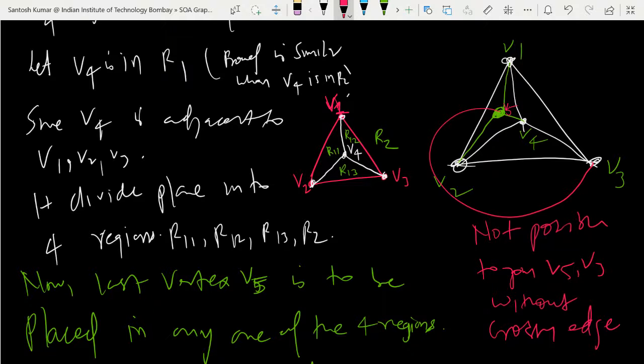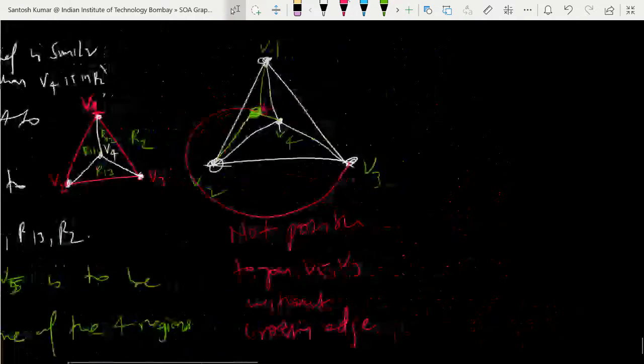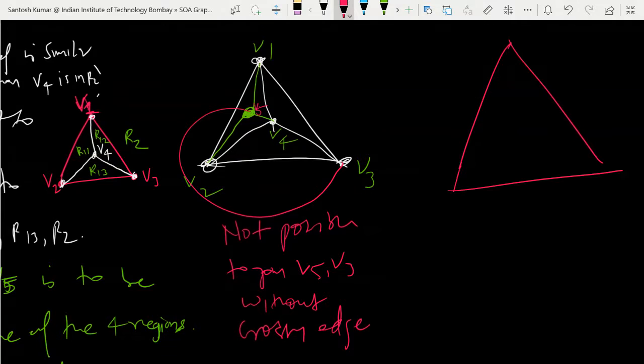A similar case will happen in the other cases also. If you want, we can try it. If you do this in the proof, you can write all this. Okay, again suppose I take V5 here, a similar situation will arise. Okay, R11, it was R12, so don't worry about the regions.